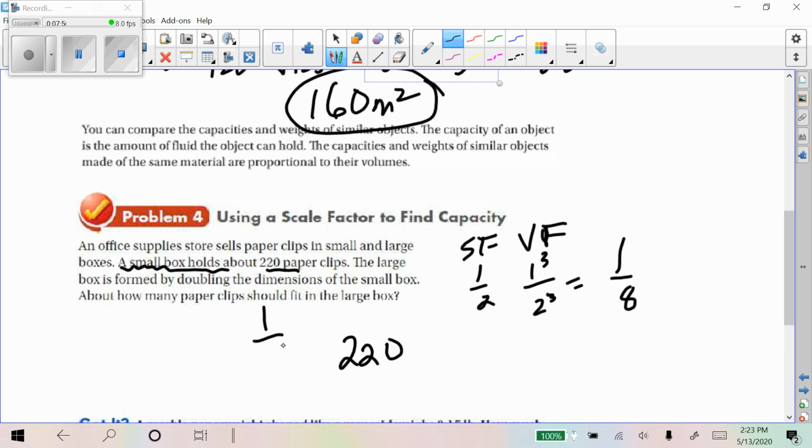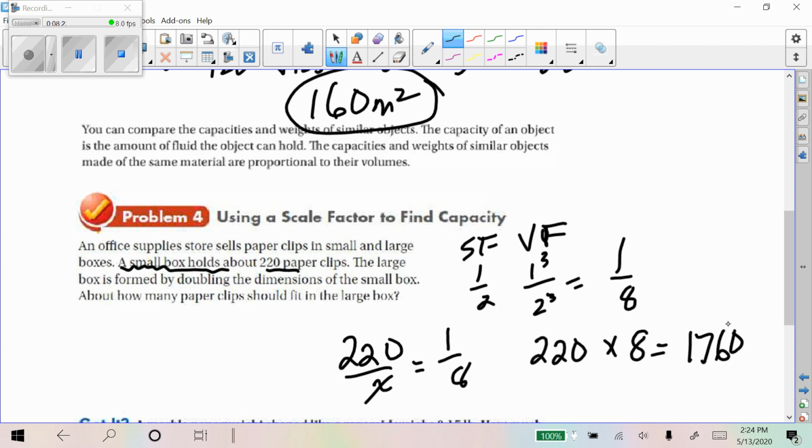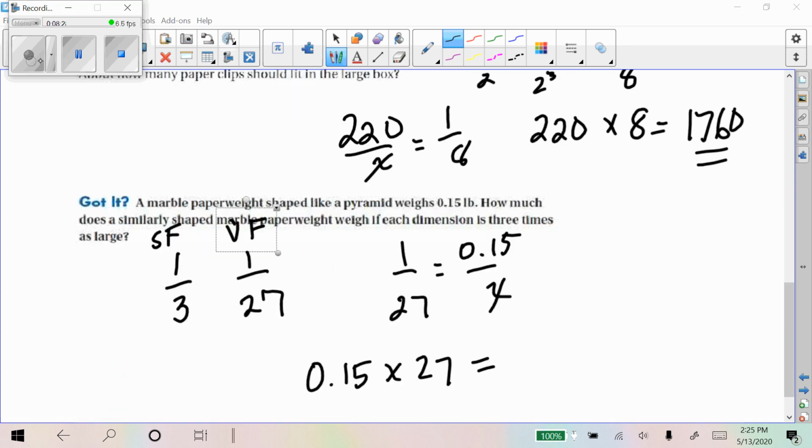So basically it's going to hold 8 times as many paper clips. Now you could write a proportion if you wanted to do that. It would be 1 over 8 equals 220 over x. Or you could just multiply 220 times 8, since it's going to hold 8 times as many. And I think that's 1,760. All right. So you want to try one of those? Go ahead. And if you did that right, you were thinking that it would weigh 4.05 pounds.